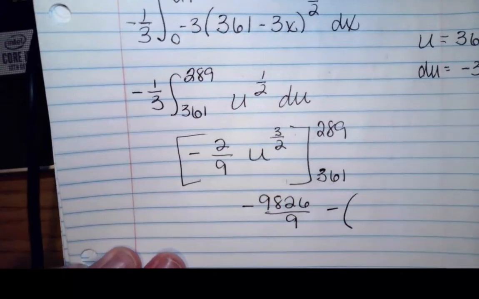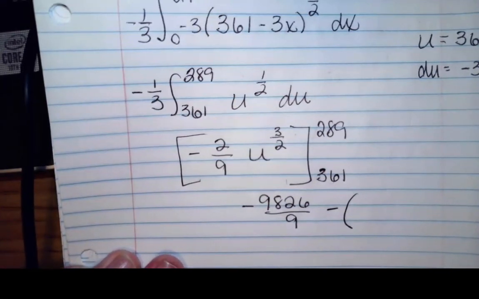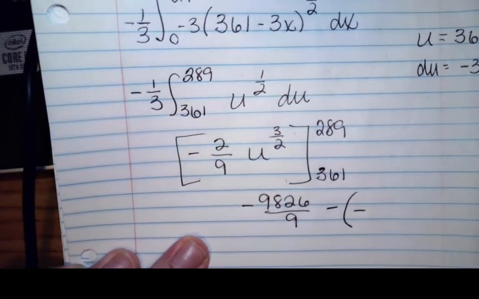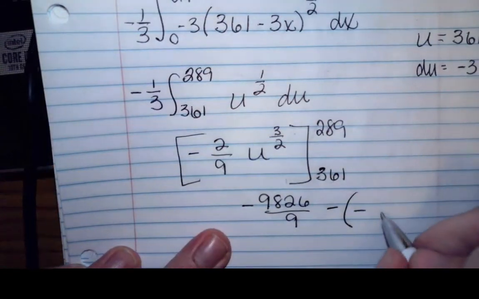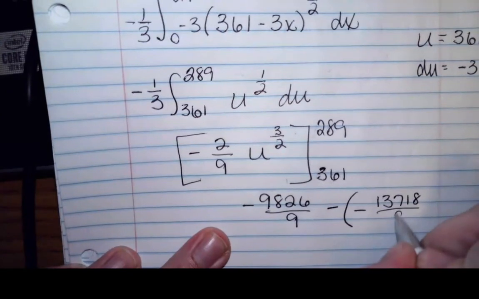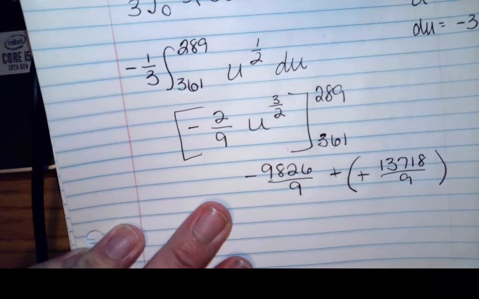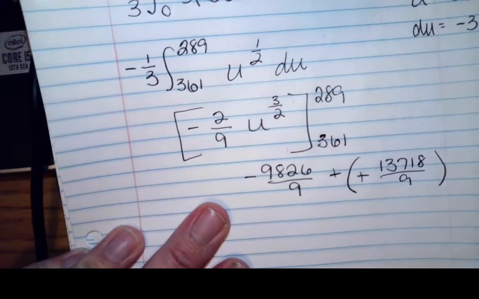All right, so the square root of 361 is going to be 19. Okay, 19 to the third power is going to be 6859. And then 6859 times 2/9 is going to be 13,718 over 9. So now that's a plus positive. So I'm going to take that minus 9826 over 9. Actually, I don't want math, fraction. Okay, and I get 3892 over 9.